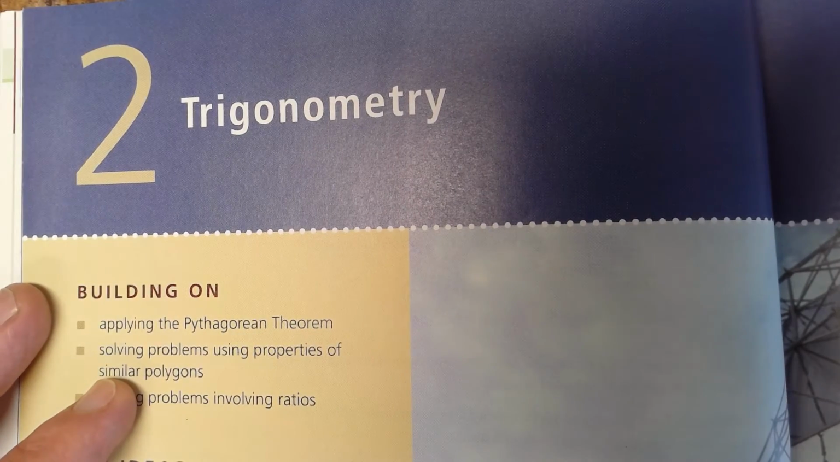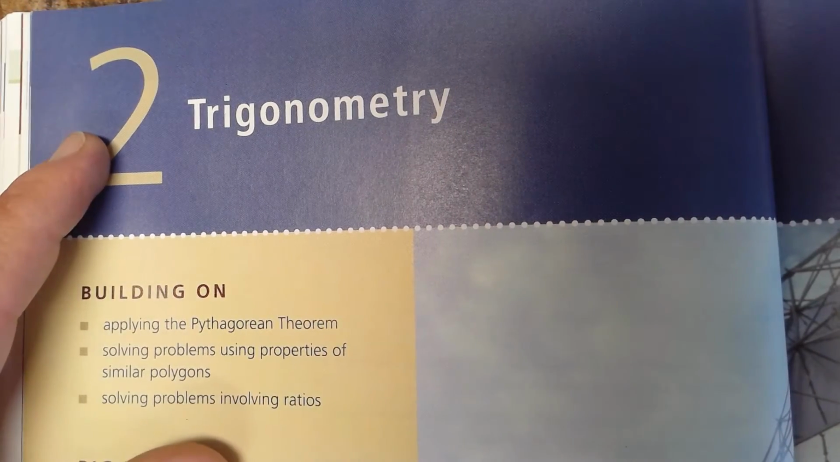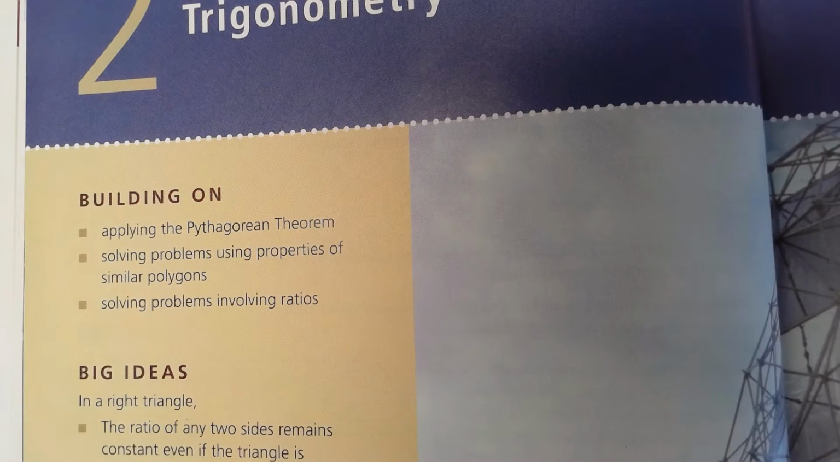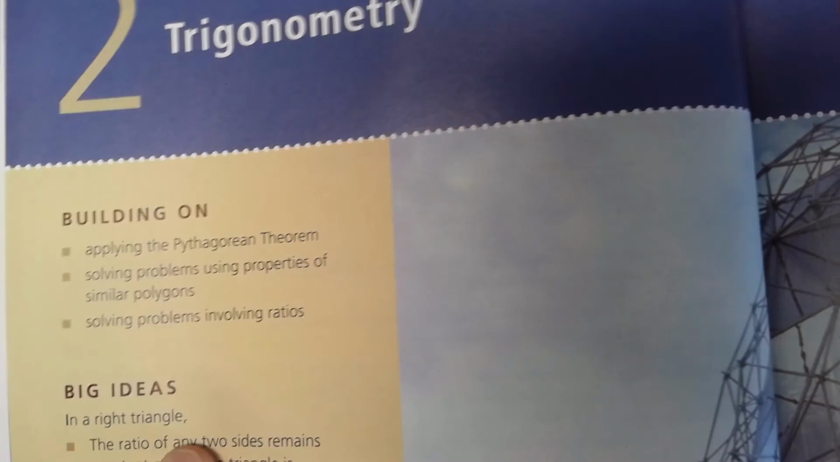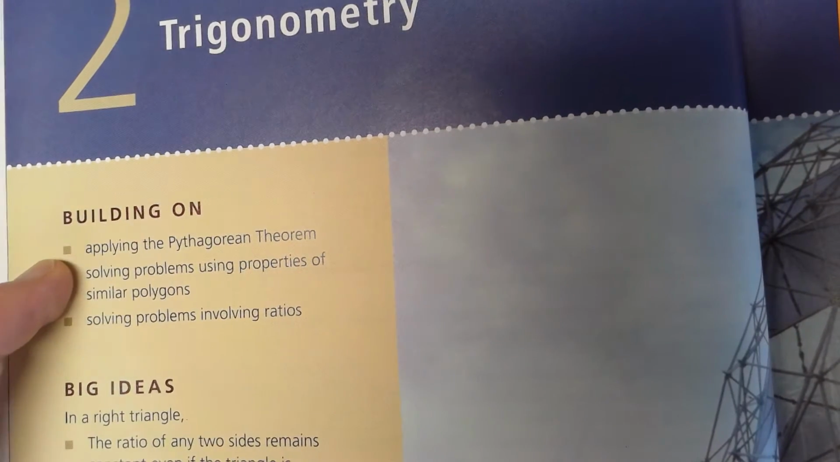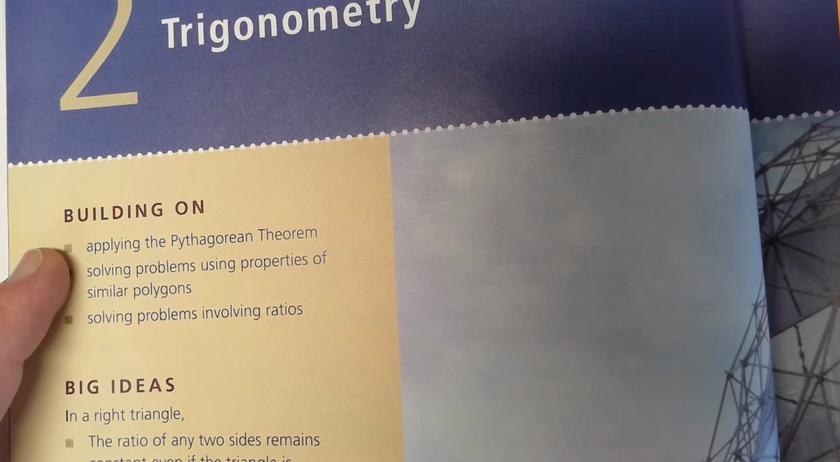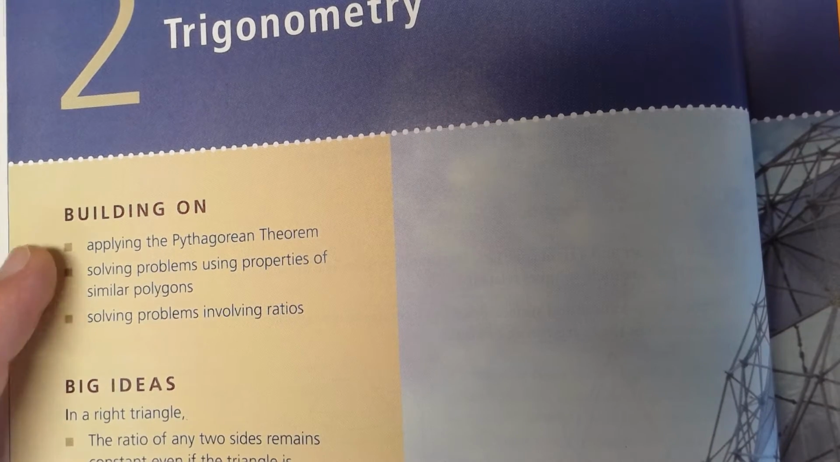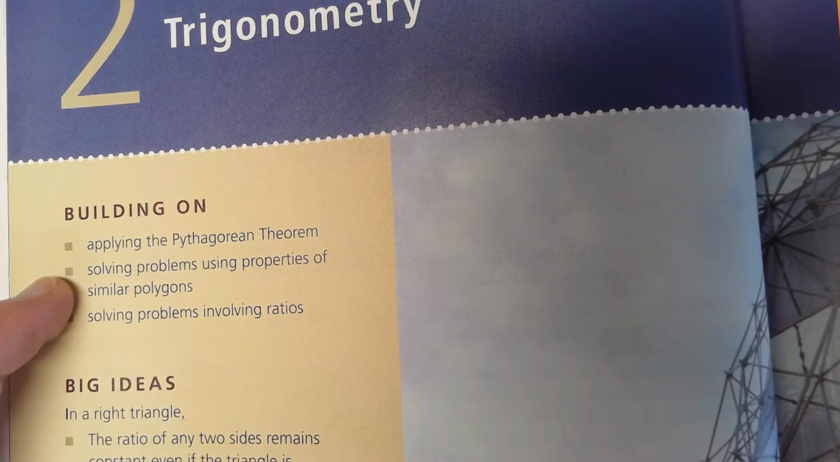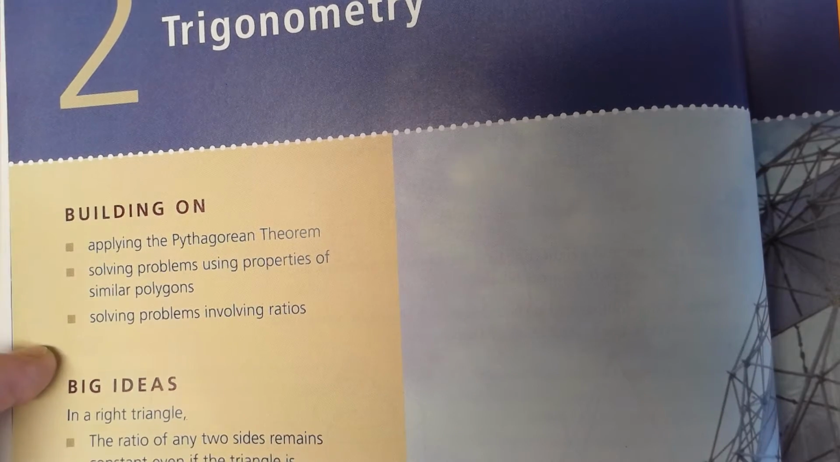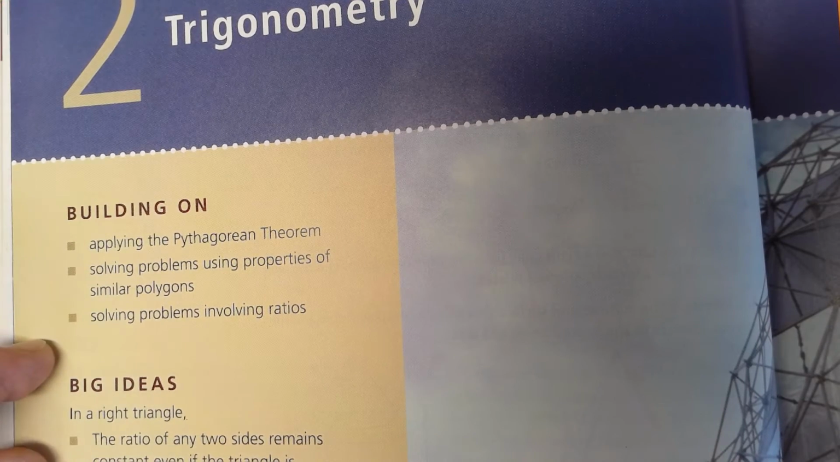Today we begin with unit number 2, trigonometry, which is basically a more intense study of triangles, and it is built on previous concepts: applying the Pythagorean theorem, a squared plus b squared equals c squared, solving problems using properties of similar polygons, and solving problems using ratios. All things that we covered last year.